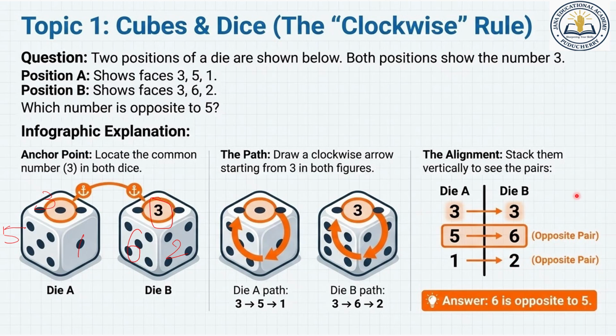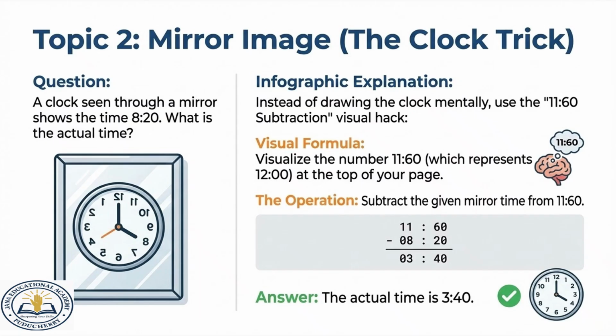Similarly, we have to find out in the dice. So you have to look at one number and find out the direction. I am going to rotate in a clockwise direction and you have to assume the other two directions. Like that we have to solve.